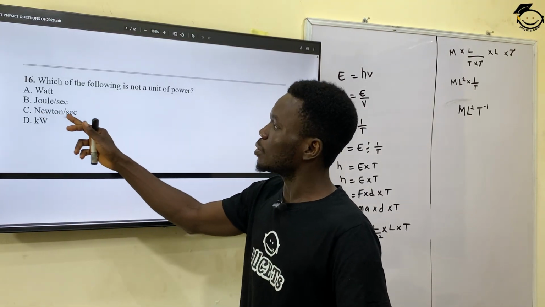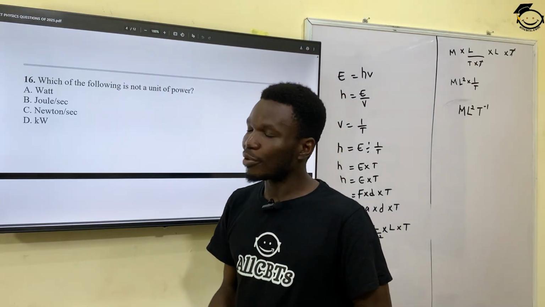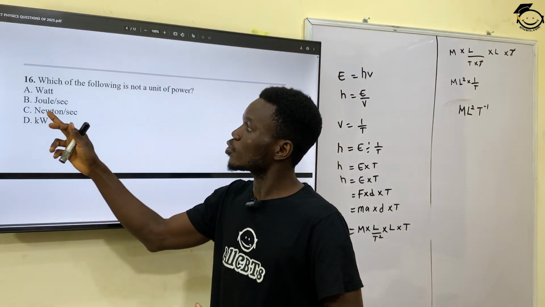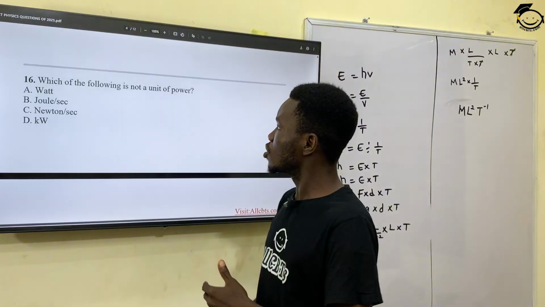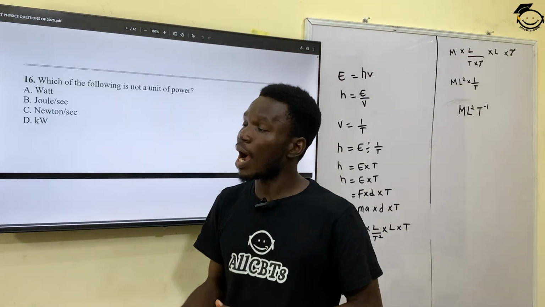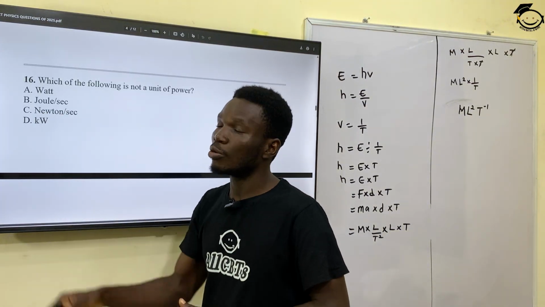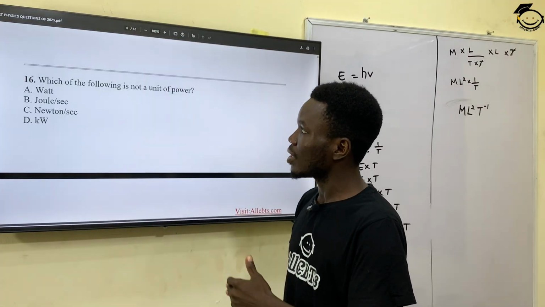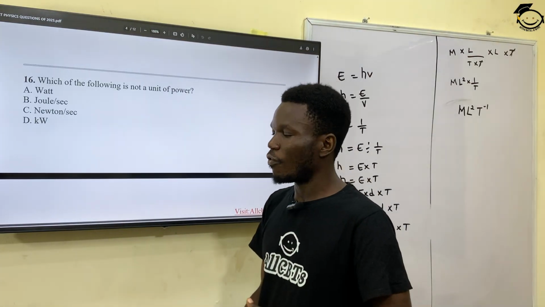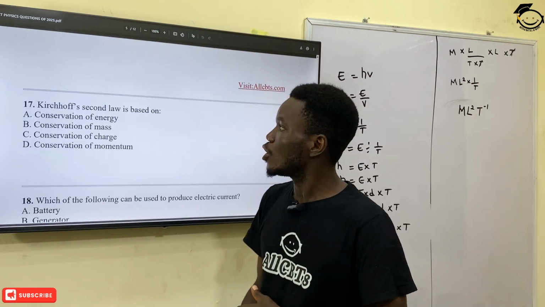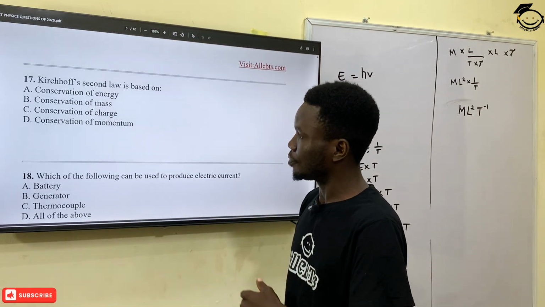But Newton per second is not a unit of power because Newton per second is simply saying force over time. And force over time is not the formula for calculating power. So the answer to this question is option C, which is Newton per second. It is not a unit of power. So that takes us to question number 17.